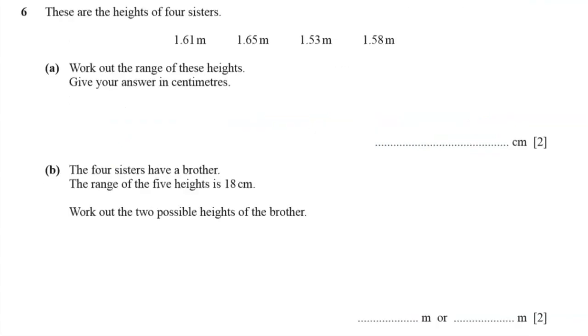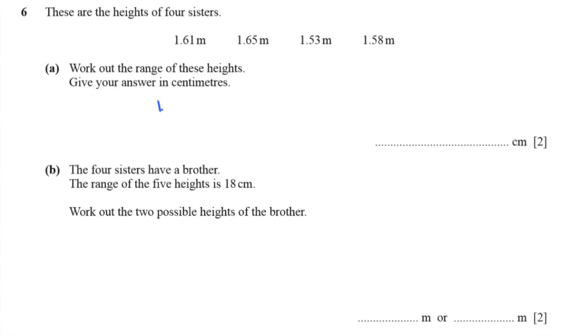The heights of 4 sisters, and we've got 4 numbers. Work out the range of these heights. Give your answer in centimeters. Oh, centimeters. Notice they're all in meters. Well, the range is the largest number minus the smallest number.